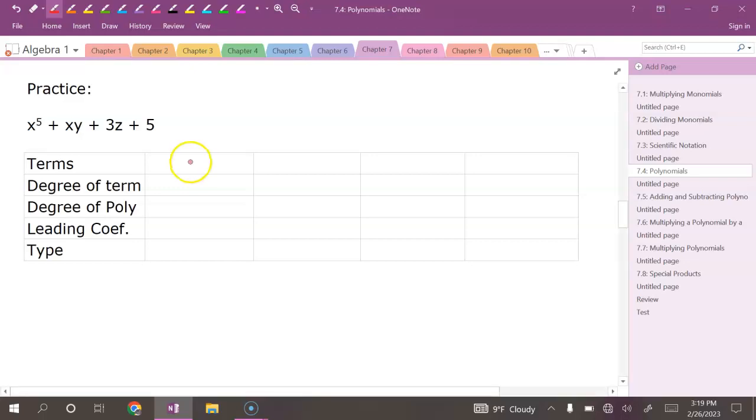How I started this is I put in my terms, so x to the 5th, then xy, 3z, and then my 5. My degree of my terms, this first one is just 5. This next one had 2 letters, both with exponents of 1s, so my degree should have been 2. The degree of this next one is just a 1. And hopefully this last one didn't trick you. There is no letter, which means that the degree would technically be 0, because there's no letter, which means there's no exponent on that letter.